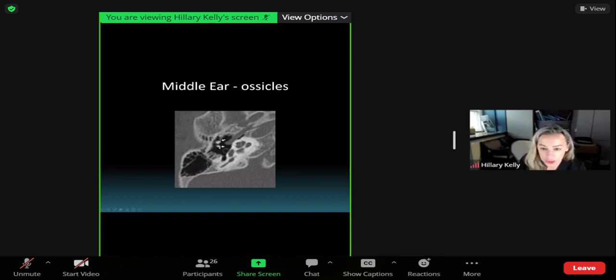And then as you go a little more inferior, they're more horizontal, and here we're at the level of the manubrium of the malleus, and we're still at the long process of the incus, okay? So we're in the main part of the mesotympanum here.